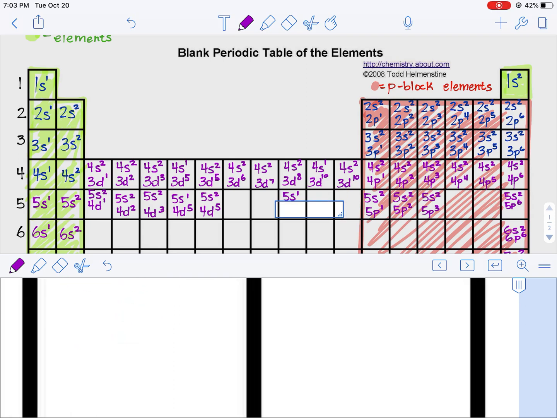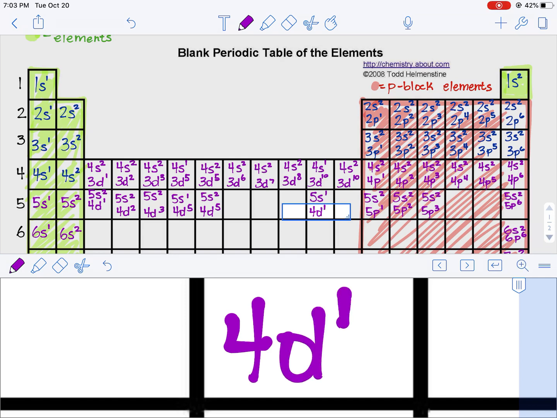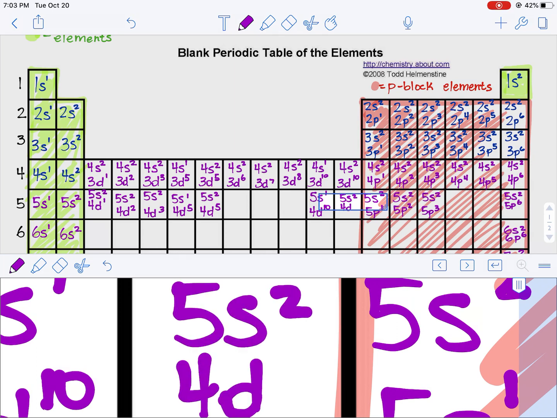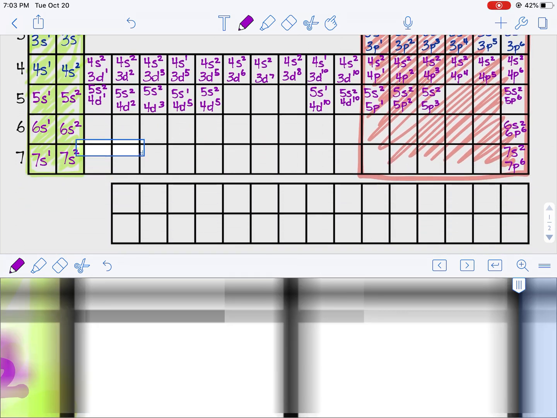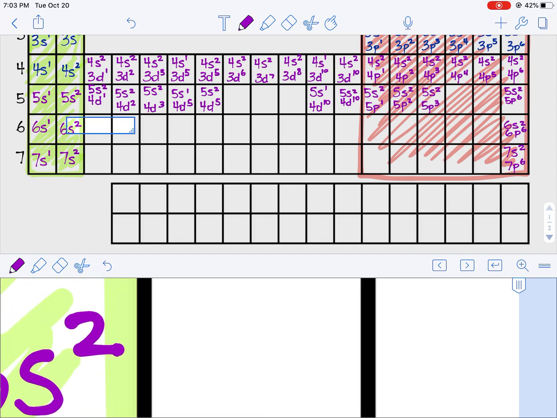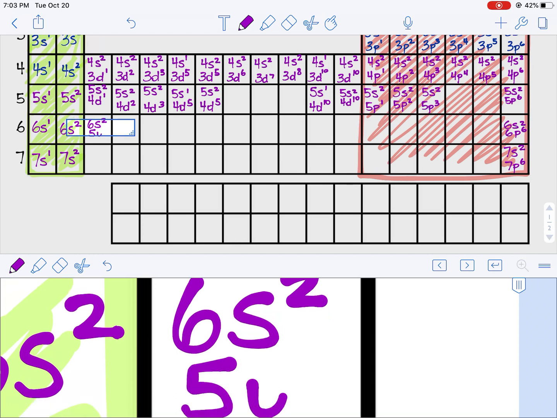This one will say 5s1. Oh, excuse me, I'm in the wrong box. I want it to be in silver's box. 5s1, 4d10, and moving over 1, 5s2, 4d10. If I were coming down here into period 6, I would predict that this would say 6s2, 5d1.